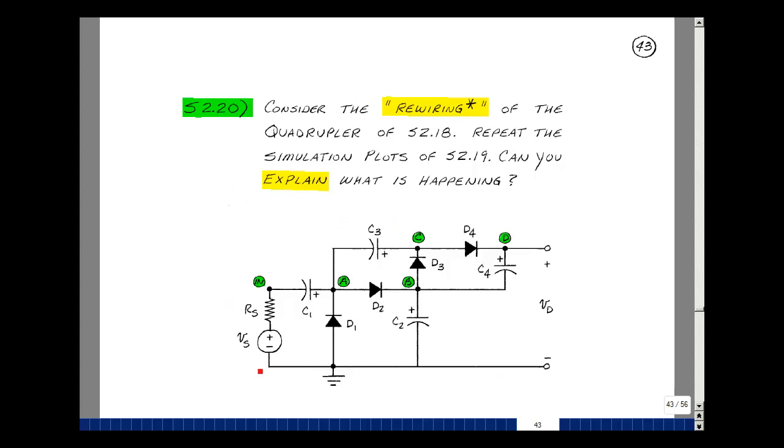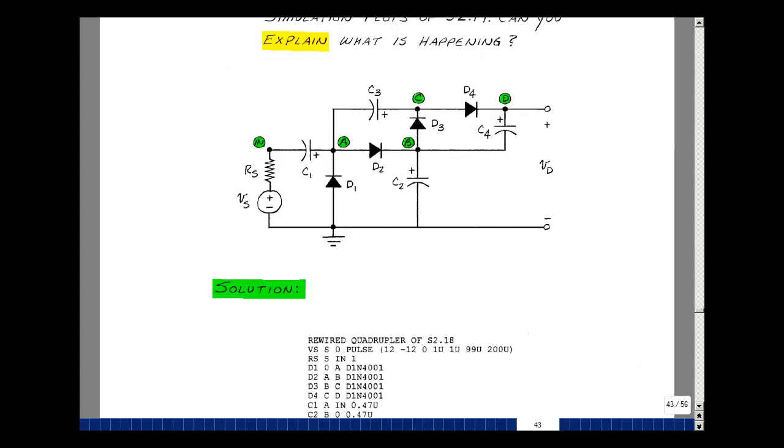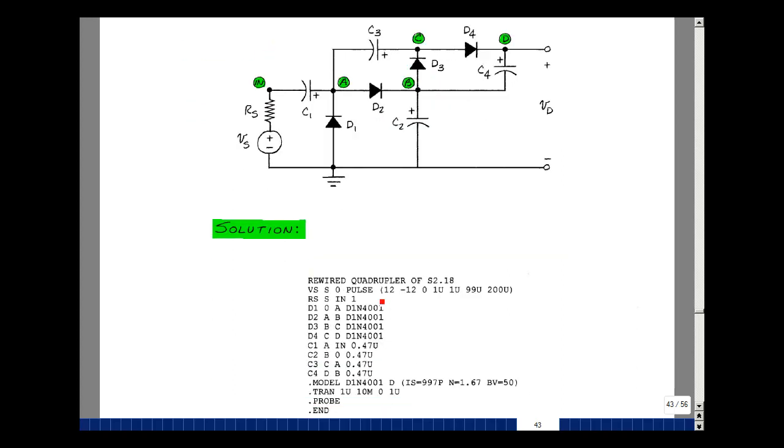This looks very similar to the design we did in supplemental problem 218, except that the capacitors C3 and C4 are wired differently. Let's see if we can explain what's happening. Our SPICE file would be the same, except that we're just going to rewire C3 and C4. C3 is now going to be between nodes C and A, and C4 between D and B, instead of being between D and ground, and between C and in. Same steps, same models. Let's see what happens.